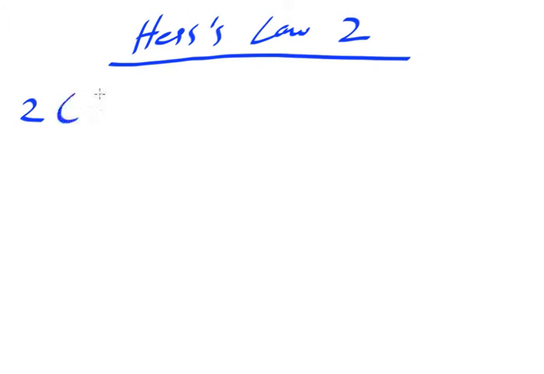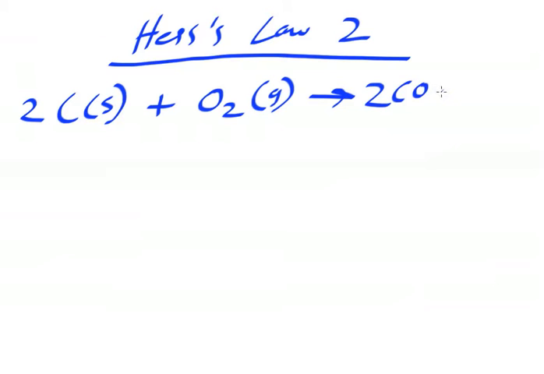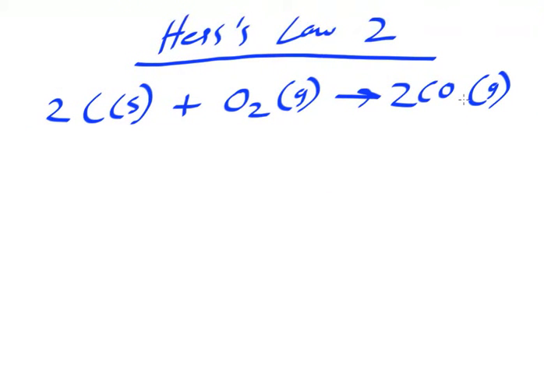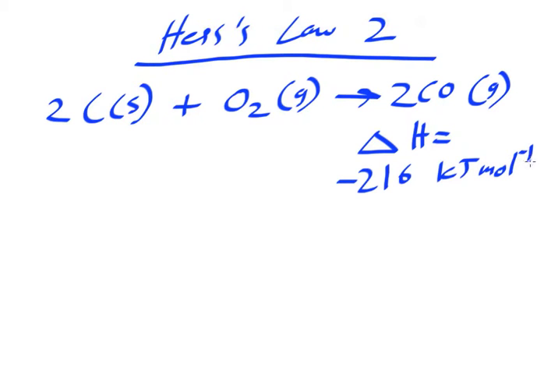We've got carbon in its solid state reacts with oxygen in a gas state and it becomes carbon monoxide in its gas state, and we're told that the delta H for this reaction, in fact let's keep it on the same page, we're told that the delta H here is equal to minus 216 kilojoules per mole.